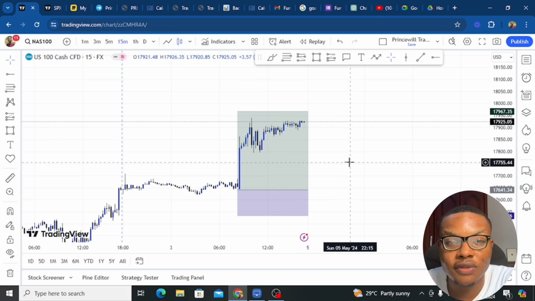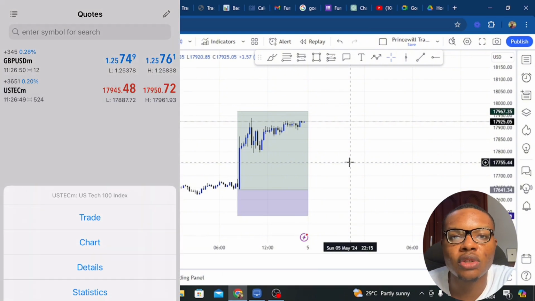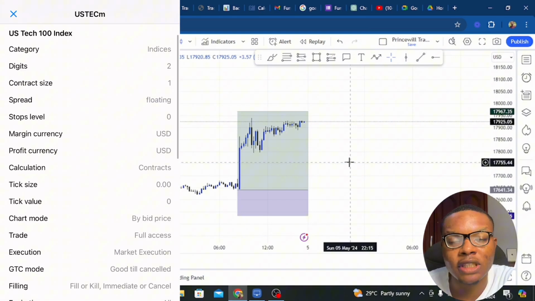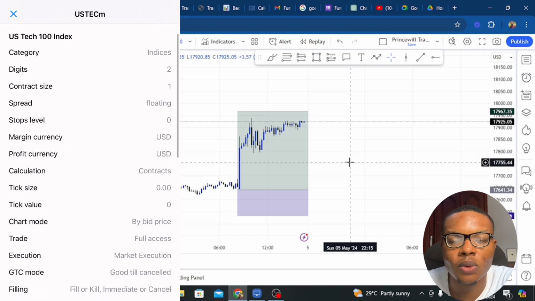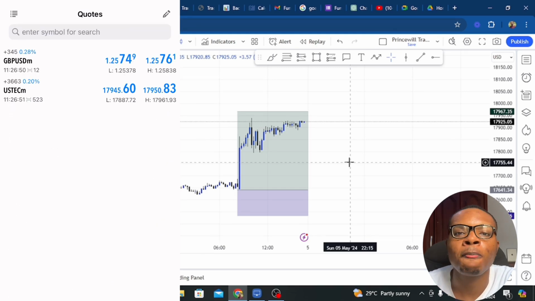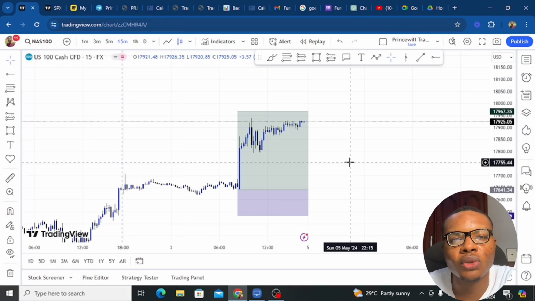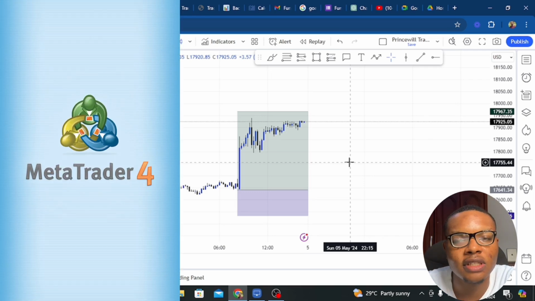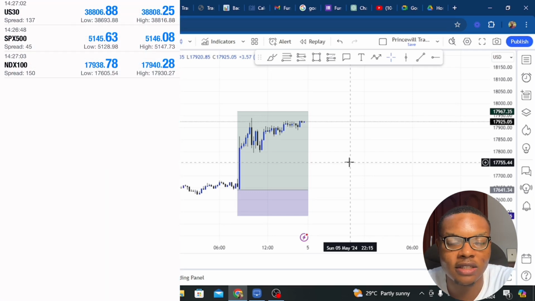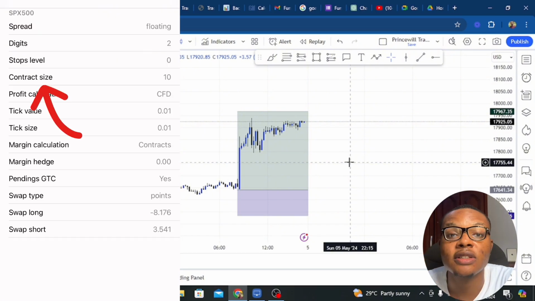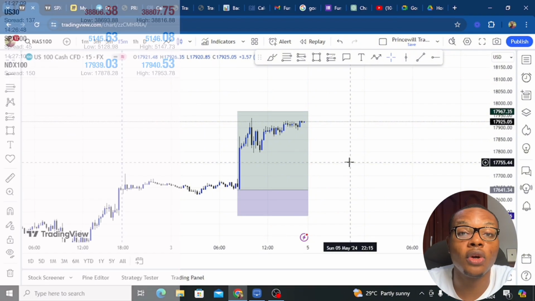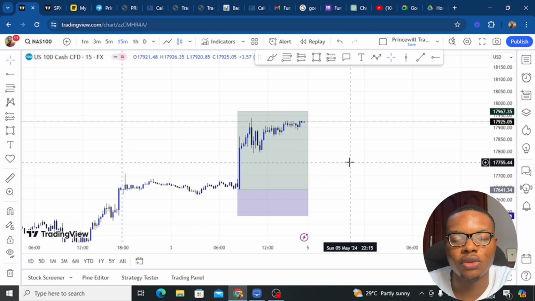Now, first things first, before you get on any broker or any prop firm account or any account whatsoever, you need to go to the properties tab on MetaTrader 4 or MetaTrader 5 or whatever platform you're using to trade, and you need to know what contract size your broker is operating that particular index at. So for NASDAQ, are they trading their indices with a 10 contract size, a 1 contract size, or a 100 contract size? You need to know this, because this will in turn affect you.